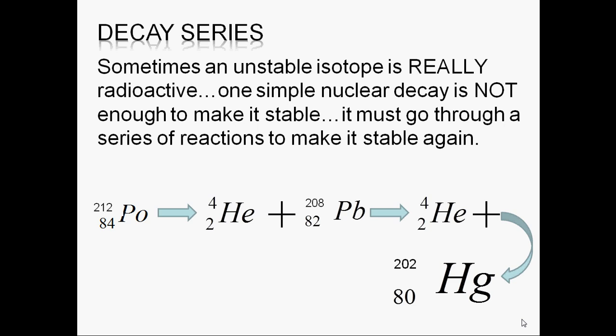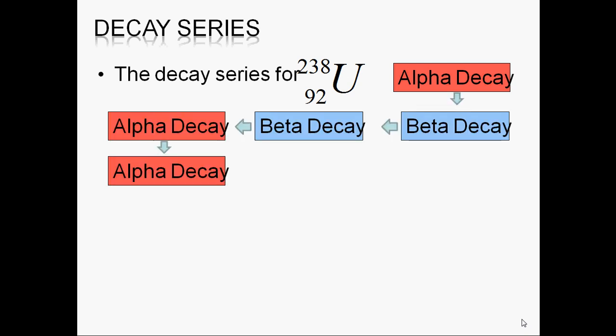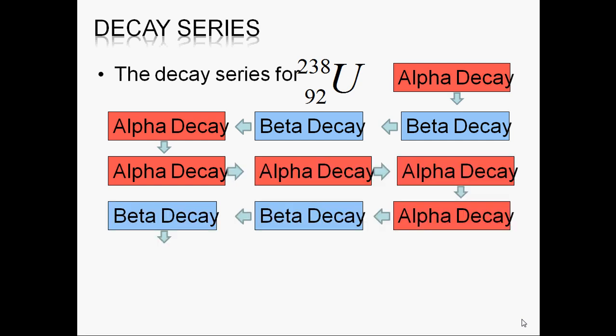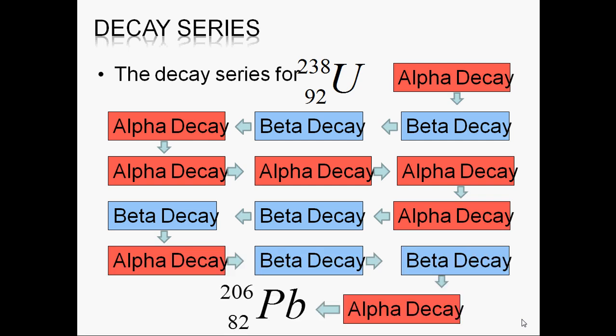Now this is an example where it only had to go through two rounds of decay before we reached a reasonably stable isotope. If we have something, for example, like uranium-238, which is very famously unstable, our decay series might start off with alpha decay, and then take a couple rounds of beta decay, and then a couple rounds of alpha, a couple more of alpha, another alpha, a couple more beta, another alpha, another beta, another alpha, before we finally end up with something stable like lead-206.